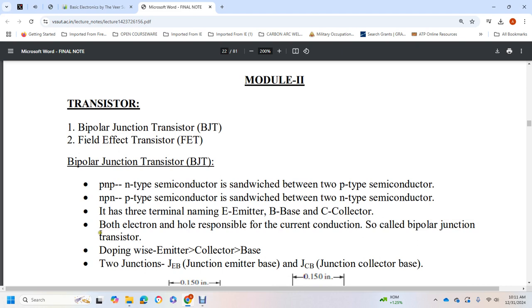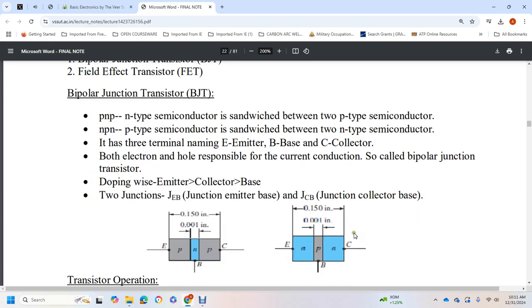In bipolar junction transistors, the doping of the emitter is greater than the collector, which is greater than the base. There are two junctions: the emitter base junction, JEB, and the collector base junction.